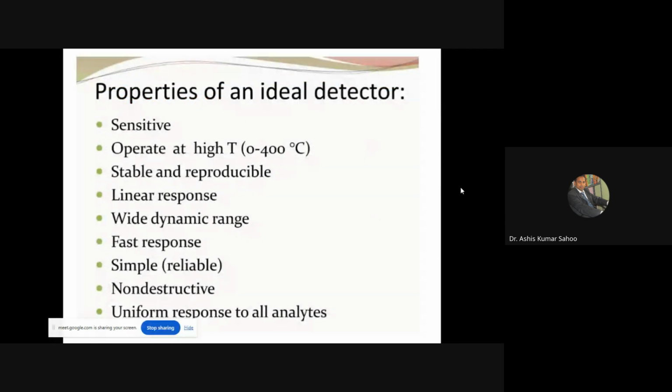Properties of an ideal detector. So an ideal detector should be sensitive, operate at high temperature, stable, reproducible, with linear response, wide dynamic range, fast response, simple, reliable, and non-destructive. These are the different conditions.